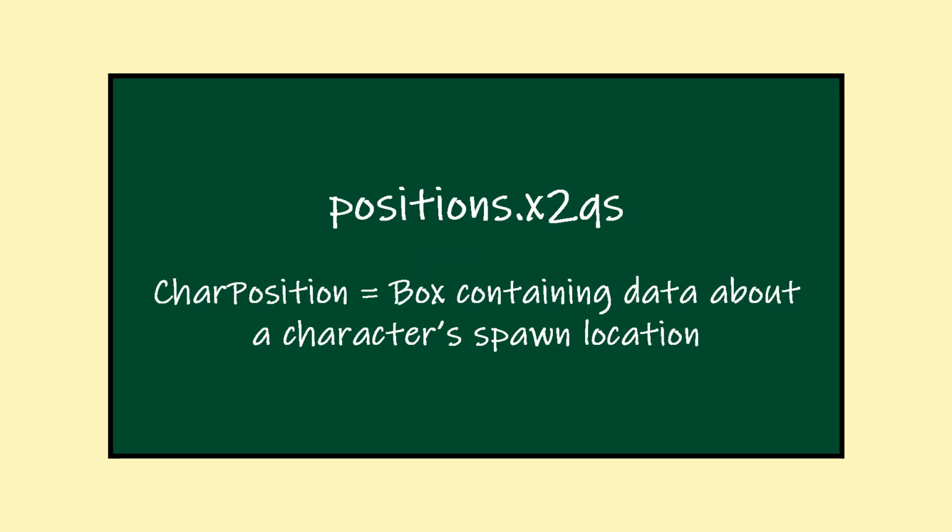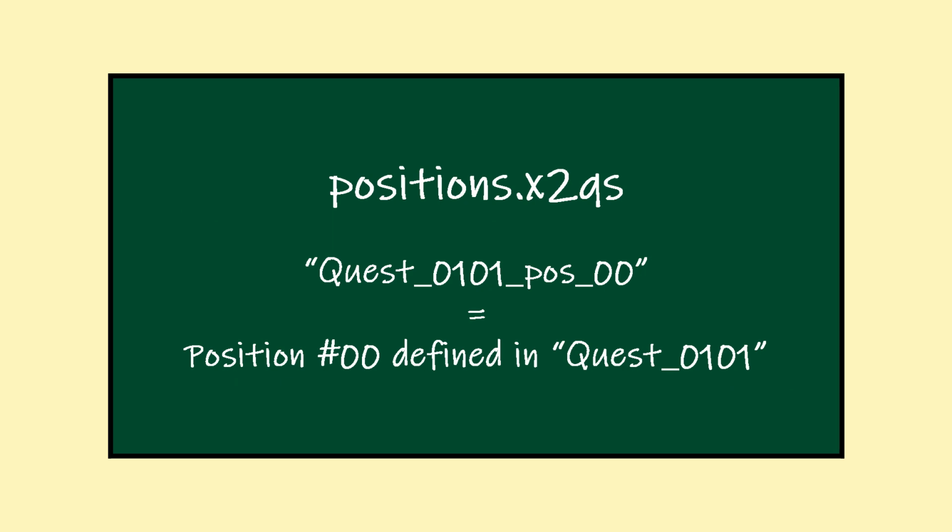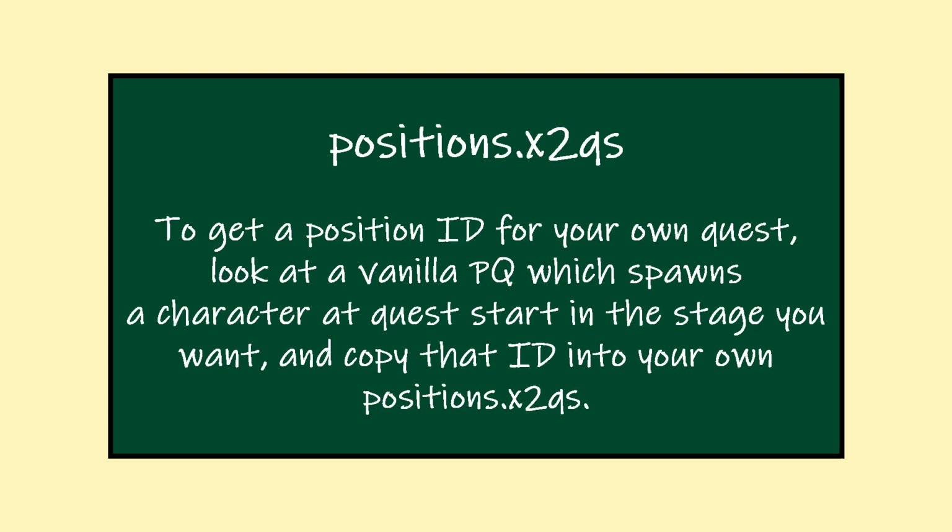HAR position is a box that defines which character is spawned where and in which stage. The HAR player means that the QML HAR character that is called player will spawn at stage called BF10, which in this case is the World Tournament stage, and their position is quest_0101_position_00. This last part means that their position is position number 0 that is defined in the quest_0101.